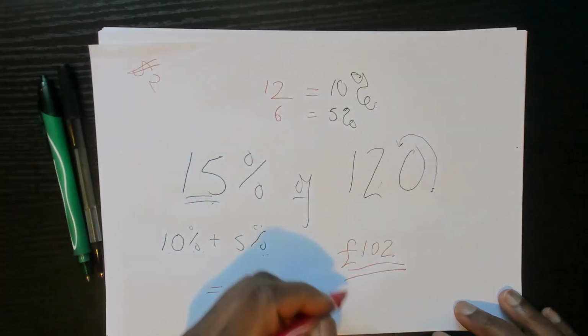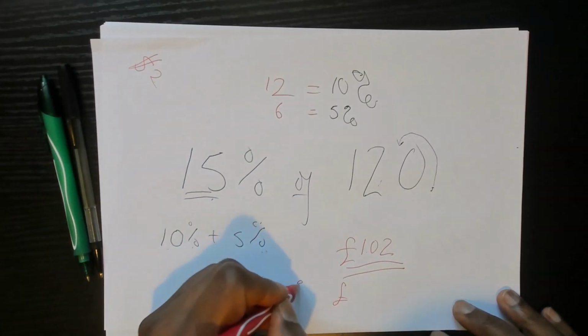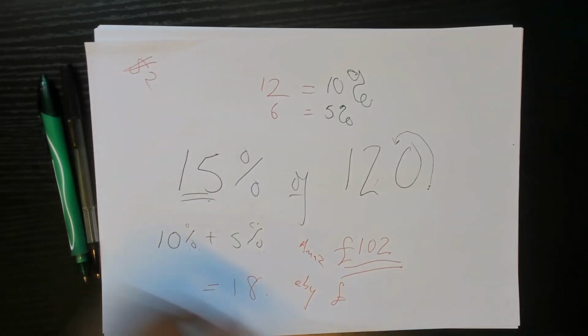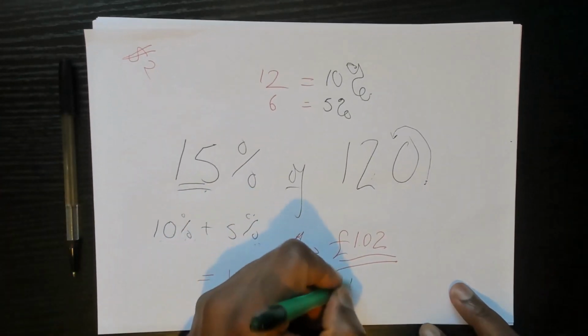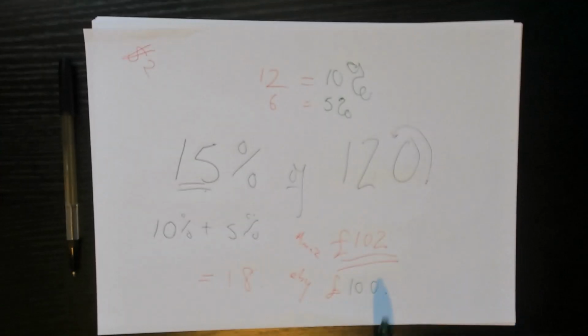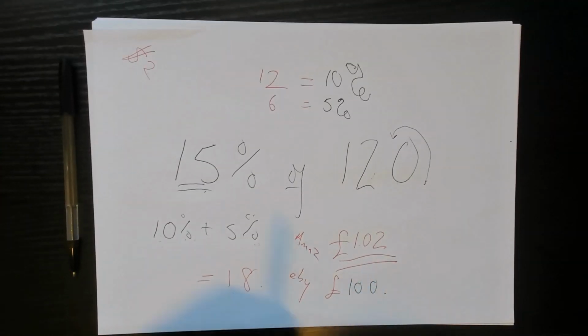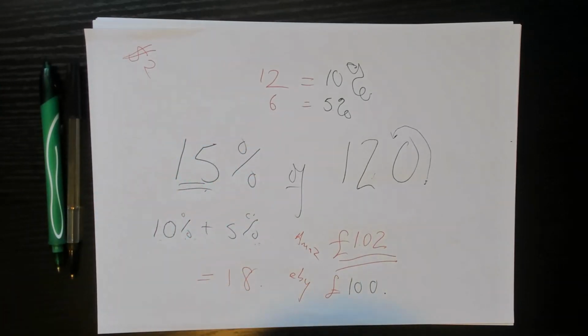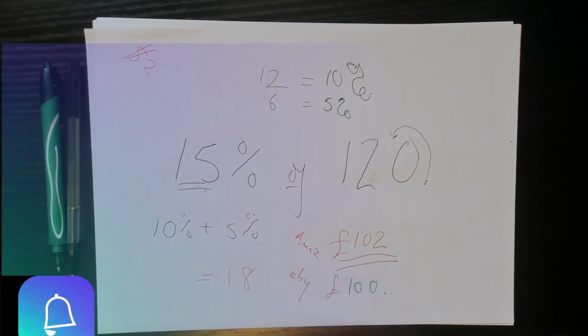However, eBay is offering the same device for £100. So we actually save £2 shopping on eBay despite the 15% discount that Amazon is offering.